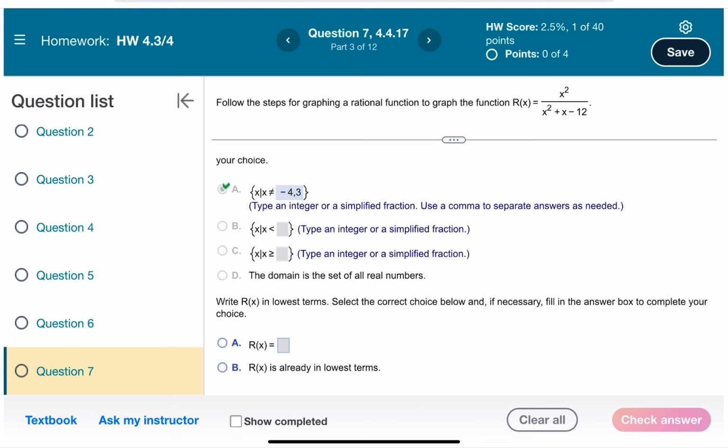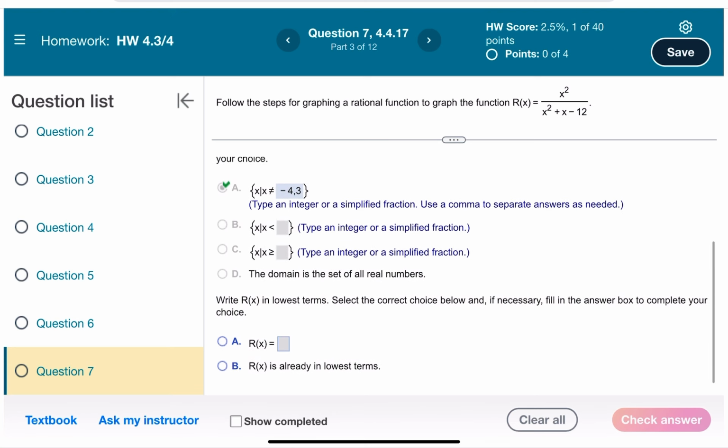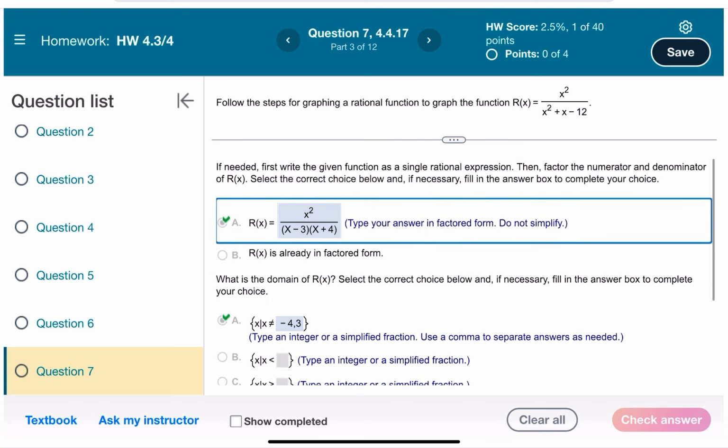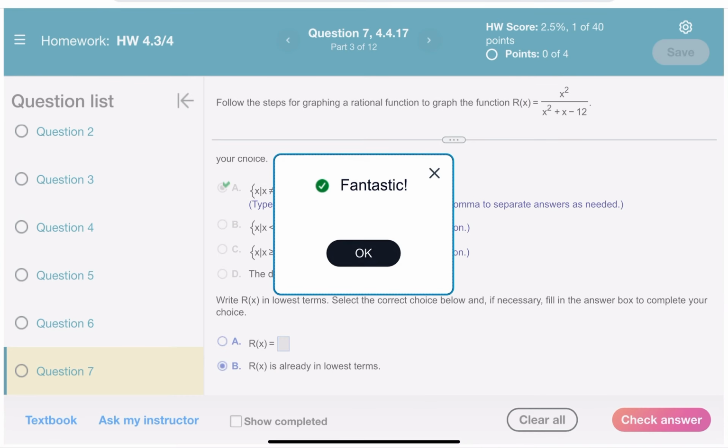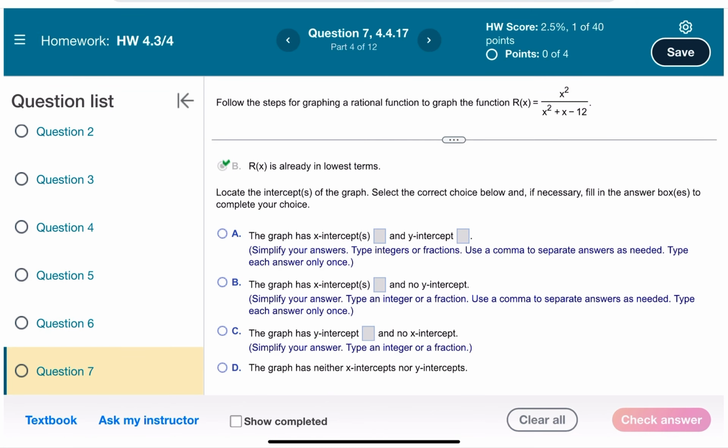All right. So is R of x in lowest terms? Let's look at this factored form. If you look, you cannot cross anything out. X squared does not cancel with anything, and x minus 3 does not cancel with anything. So end of story. It's already in lowest terms. When it's in factored form, it's easy to tell if you could cancel anything out.